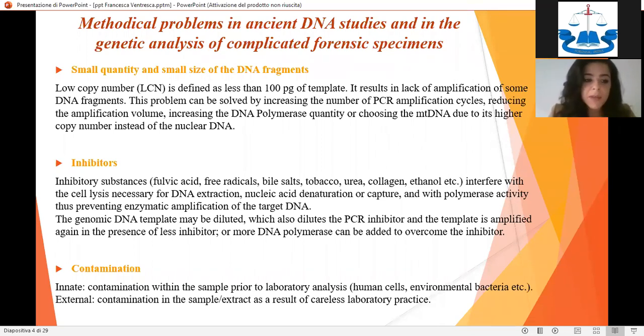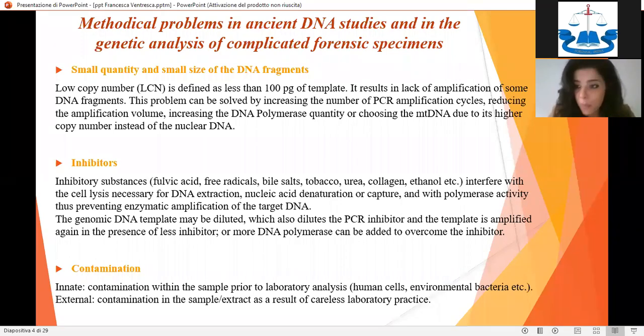The second problem could be the presence of inhibitors. These are substances such as fulvic acid, free radicals, bulk salts, tobacco, urea, collagen, ethanol, and so on, that could interfere with the cell lysis necessary for DNA extraction, nucleic acid denaturation, or recapture, and with the polymerase activity, thus preventing enzymatic amplification of the target DNA. The genomic DNA template may be diluted, which also dilutes the PCR inhibitor, and the template is amplified again in the presence of less inhibitor. Or more DNA polymerase can be added to overcome the inhibitor.